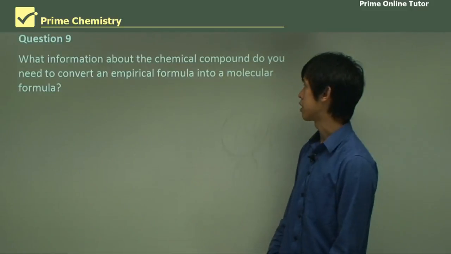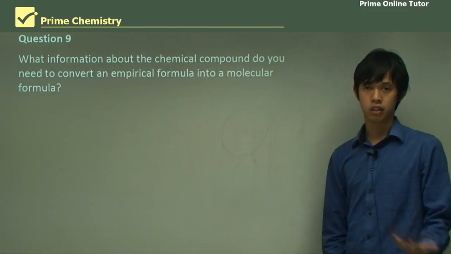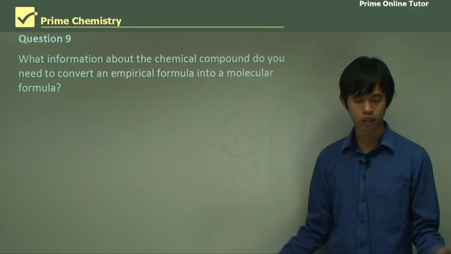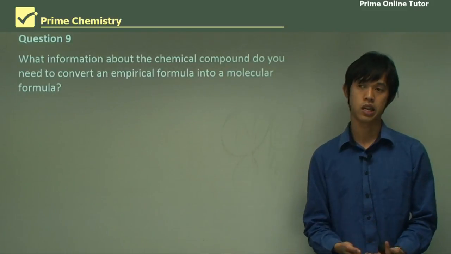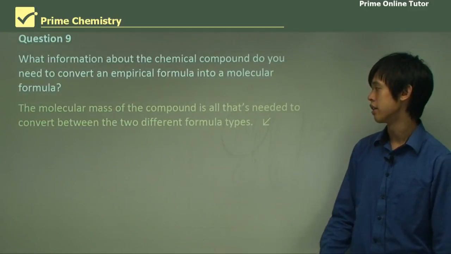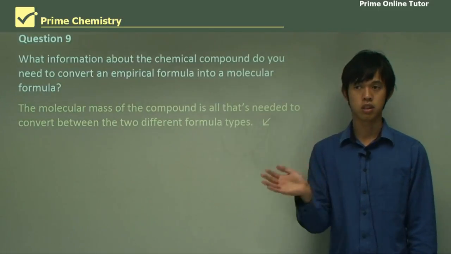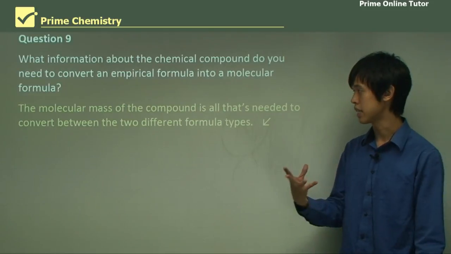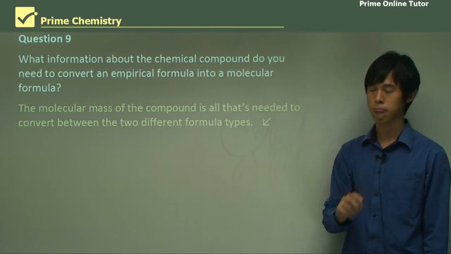What information about the chemical compound do you need to convert an empirical formula into a molecular formula? If I have an empirical formula, can I actually turn that into a molecular formula? And if I can, what extra information do I need to do that? All you need to know is the molecular mass of the compound, and then you can convert between the two different formula types.